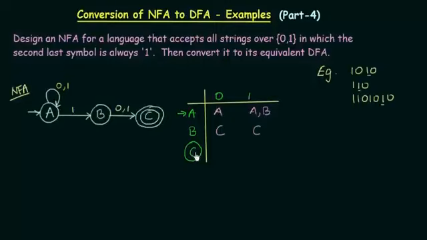Okay, and coming to state C. C on getting input 0, where does it go? It goes nowhere. And C on getting input 1, where does it go? It again goes nowhere. So we mention it as phi. That means it does not go anywhere. Okay, so now we have completed the state transition table for the NFA. Now we will try to design its equivalent DFA. For that, I will convert the state transition table to the equivalent transition table for DFA.